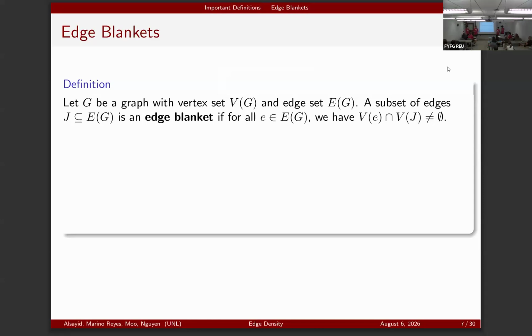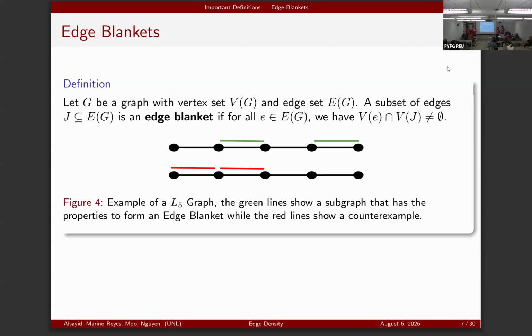So what this basically means is that when you take a regular graph and you create a subgraph from it, it is an edge blanket if it is able to touch every single edge in that original graph. And so how it looks like is this, indicated by the green edges here. This would be an edge blanket because all the edges in our subgraph are able to touch all 4 of our edges in our shape right here.